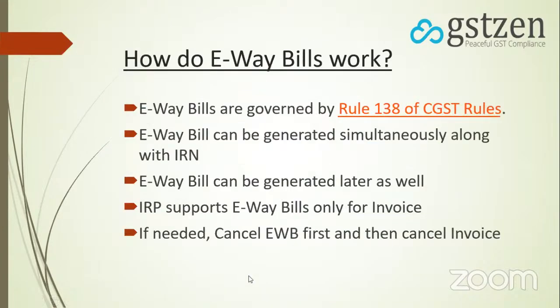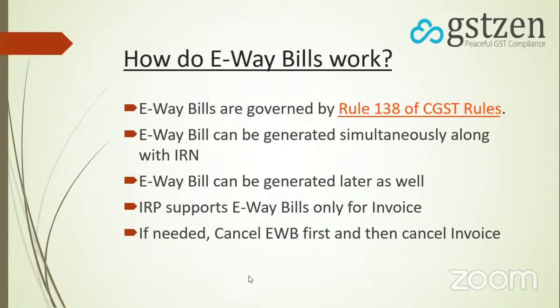Now that e-invoicing has come, how do e-way bills work in these cases? E-way bills are governed by Rule 138 of CGST rules. An e-way bill can be generated simultaneously along with the IRN, or it can be generated at a later date as well. Let's say I have made the sale and generate the e-invoice today, but I have to transport the goods after 2 days. So I generate the e-invoice now, but I can generate the e-way bill when I'm actually moving the goods. I'll generate the e-way bill based on that IRN after 2 days.